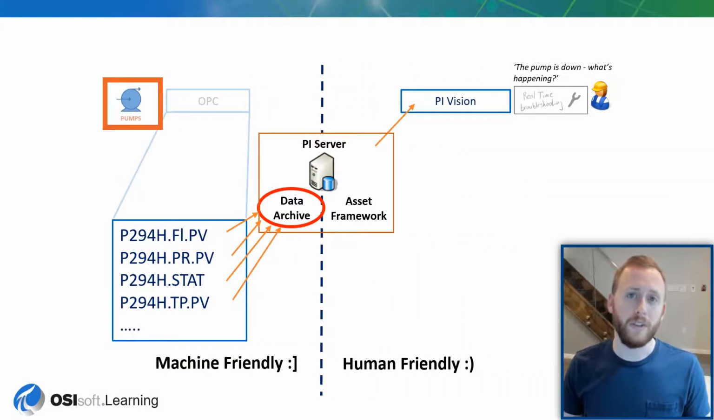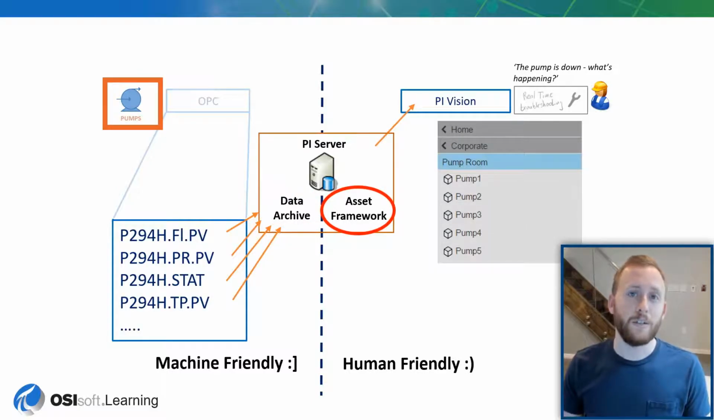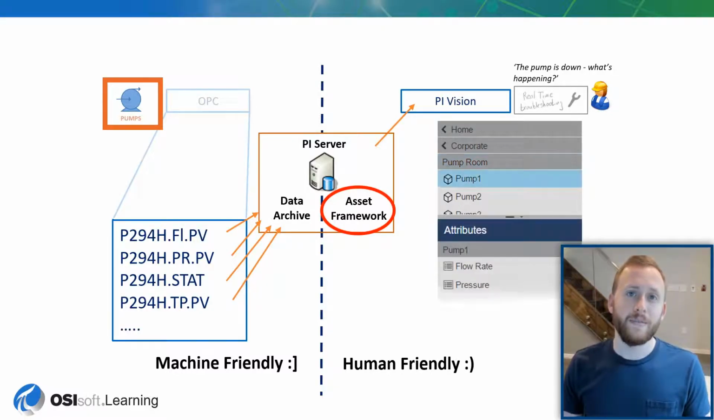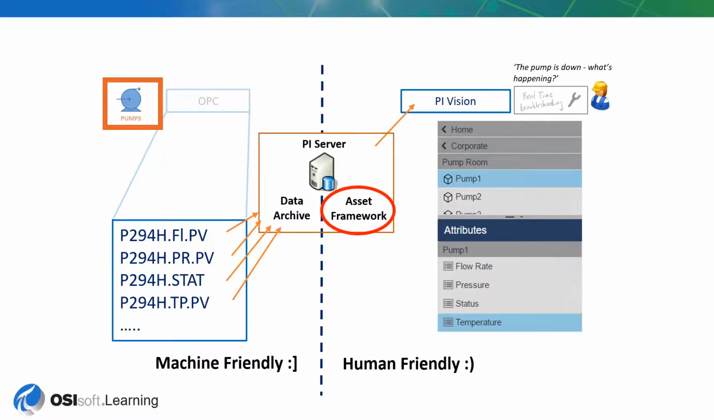Moving over to our human-friendly side, we have Asset Framework. In Asset Framework, our maintenance engineer is able to drill down through their hierarchy of assets, and they can see that there's a number of different attributes associated with them.